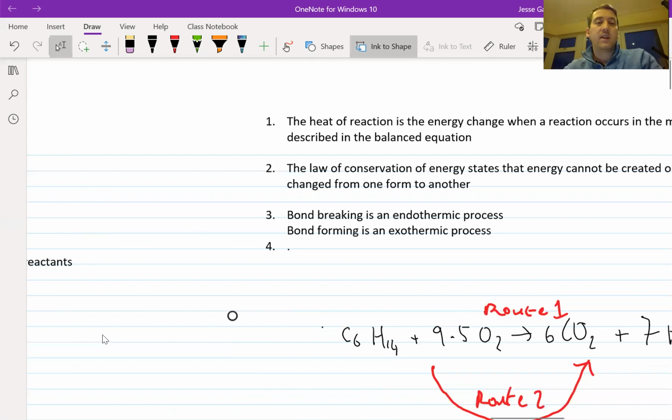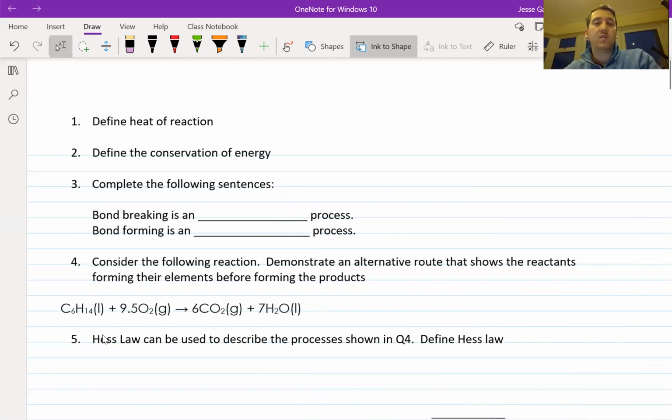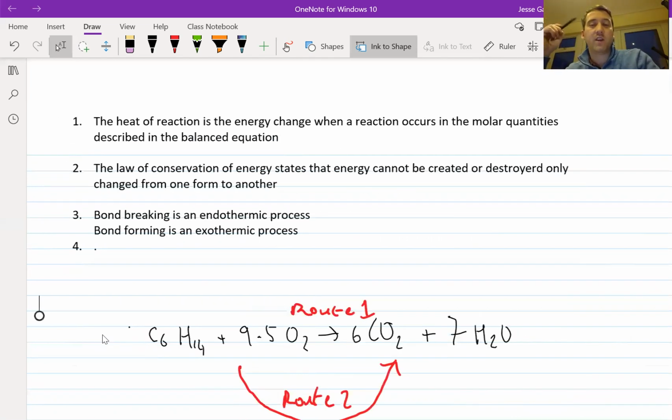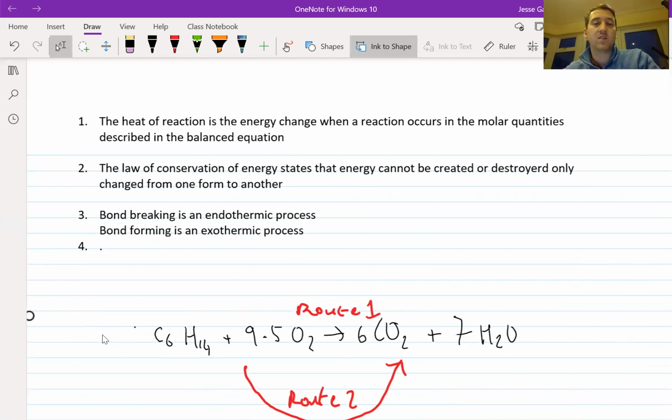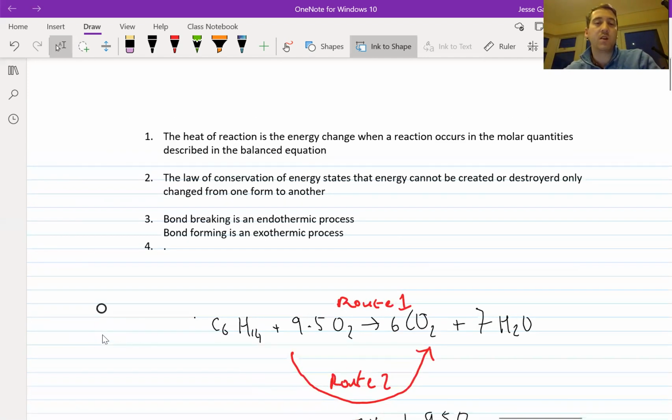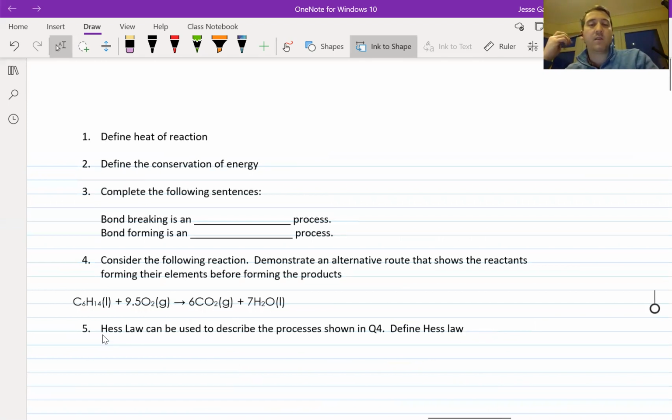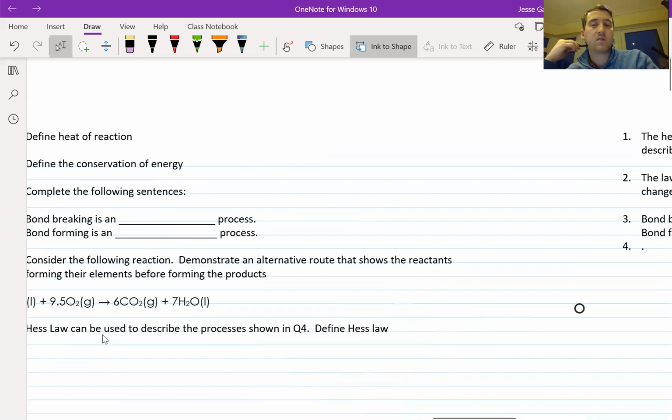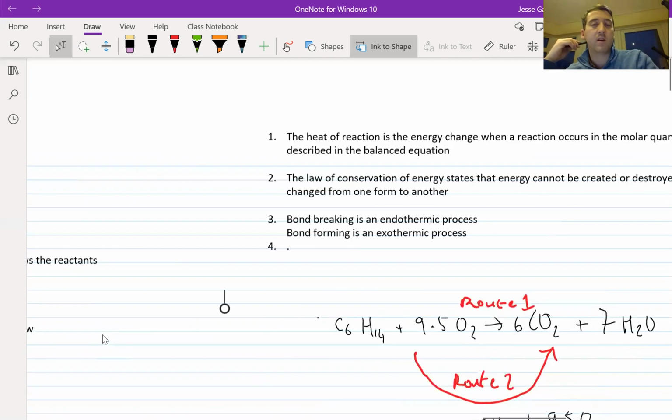The second question says, define the law of conservation of energy. The law of conservation of energy states that energy cannot be created or destroyed, only change from one form to another. Then you have to complete the following sentences. Bond breaking is an endothermic process, and bond forming is an exothermic process. So check them there. There we go.